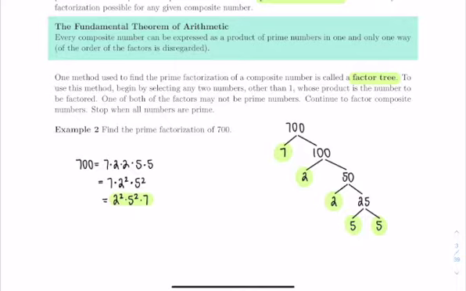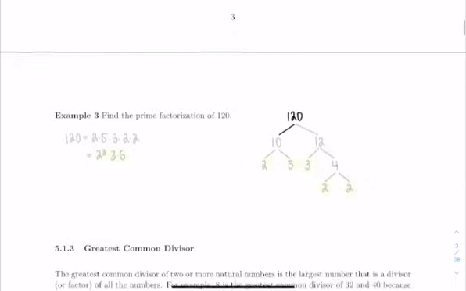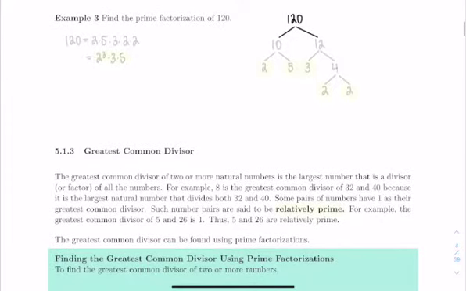Let's find the prime factorization of 120. So again, it doesn't matter which ones you pick because once you're done, you're going to get the same answer. So I'm going to pick 12 and 10. Well, 10 can be broken down into 2 and 5. And those are both prime numbers.